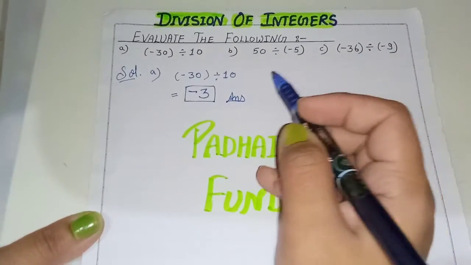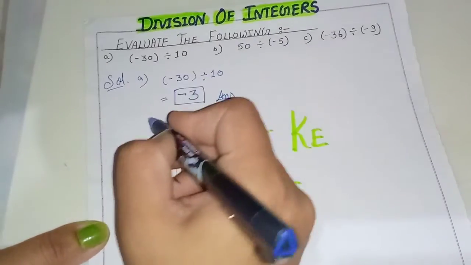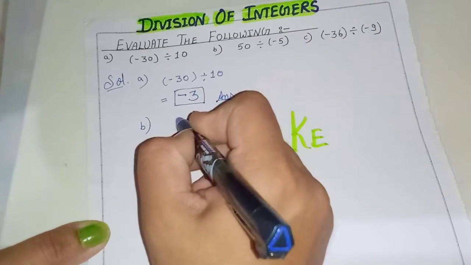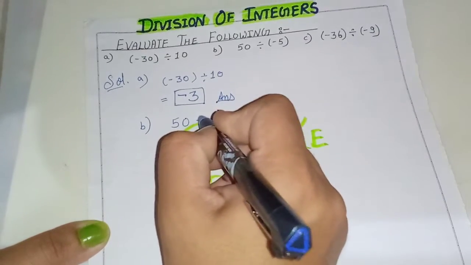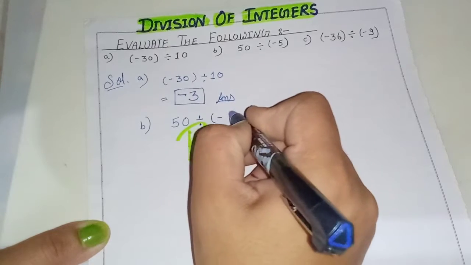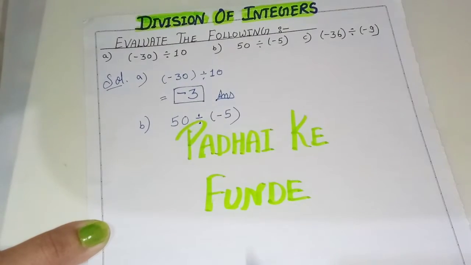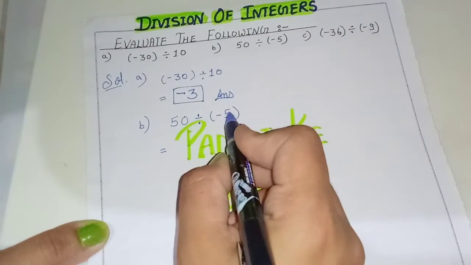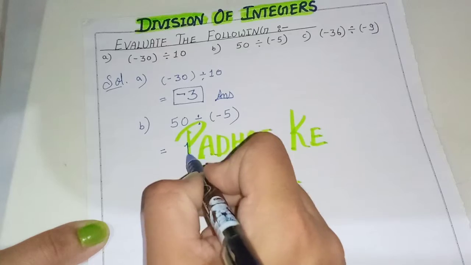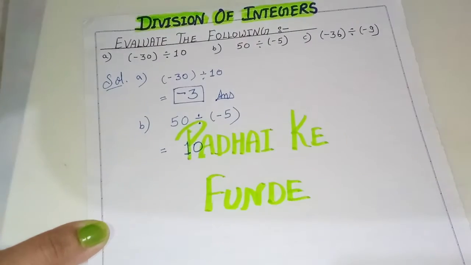Second example. Here we have 50 divided by minus 5. So again we will do the division. 50 divided by 5. So what is the answer? 5 tens are 50. So our answer will be 10.